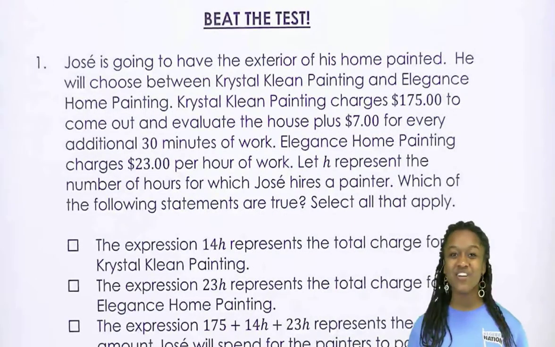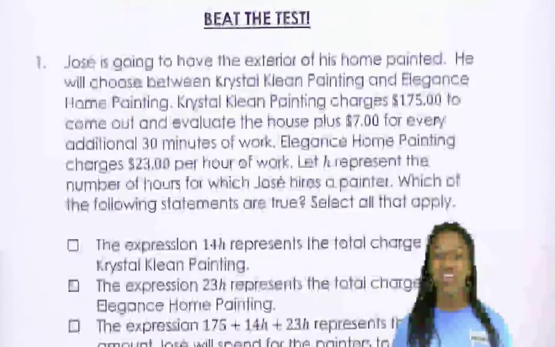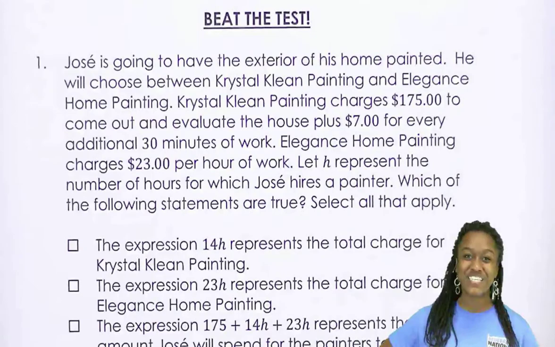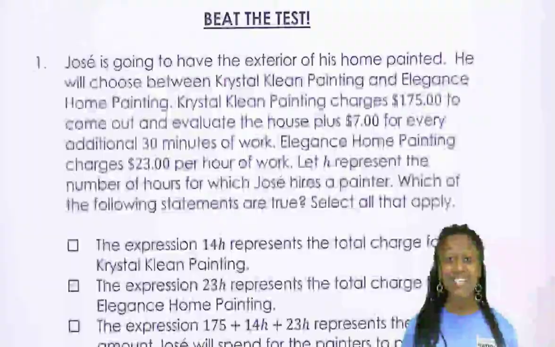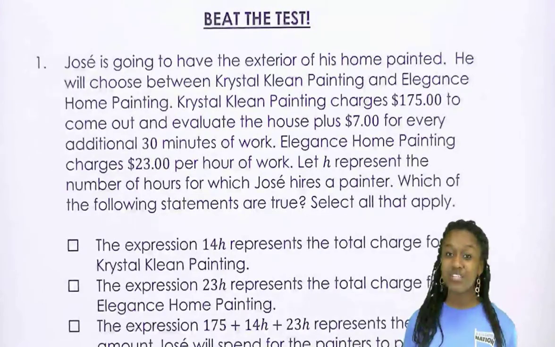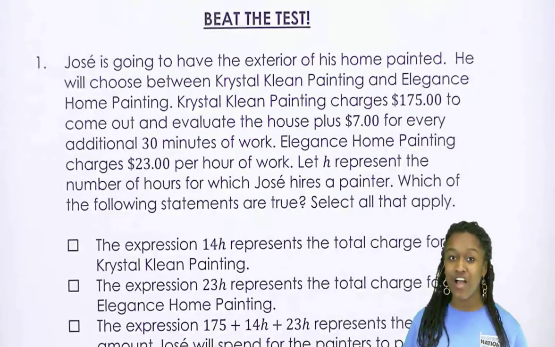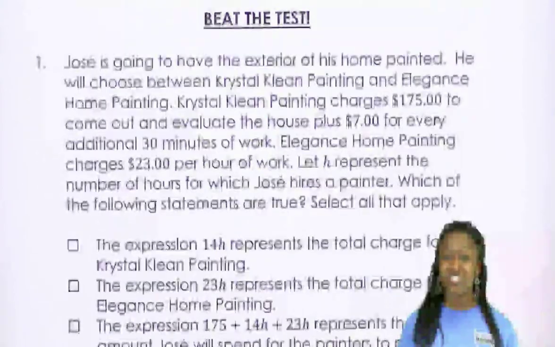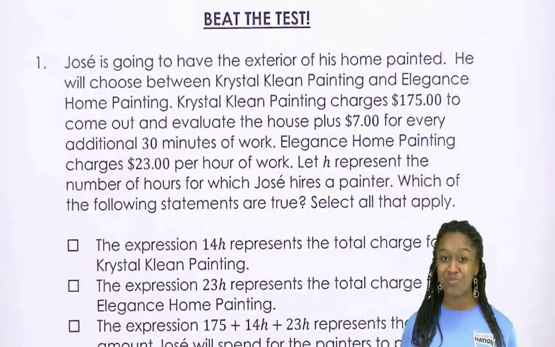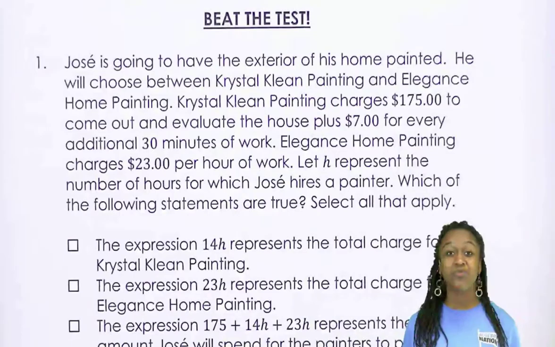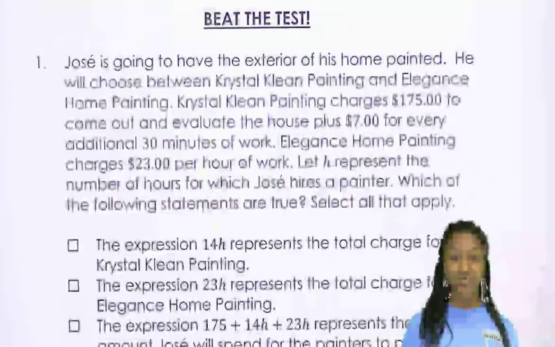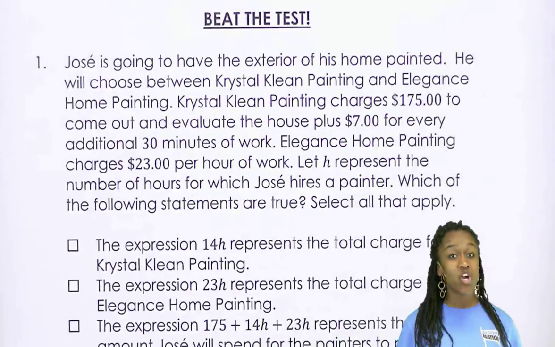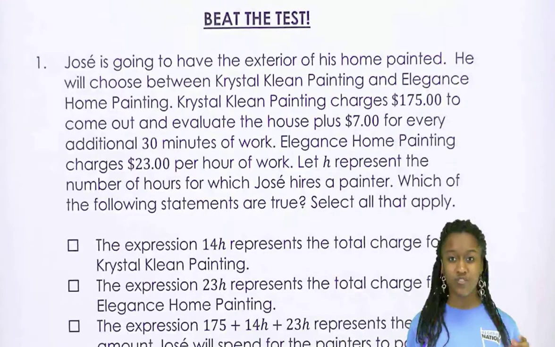Okay, so we have Jose, who is going to have the exterior of his home painted. He will choose between Crystal Clean Painting and Elegance Home Painting. Crystal Clean Painting charges $175 to come out and evaluate the house, plus $7 for every additional 30 minutes of work. Elegance Home Painting charges $23 per hour of work. Let H represent the number of hours for which Jose hires a painter. Which of the following statements are true?